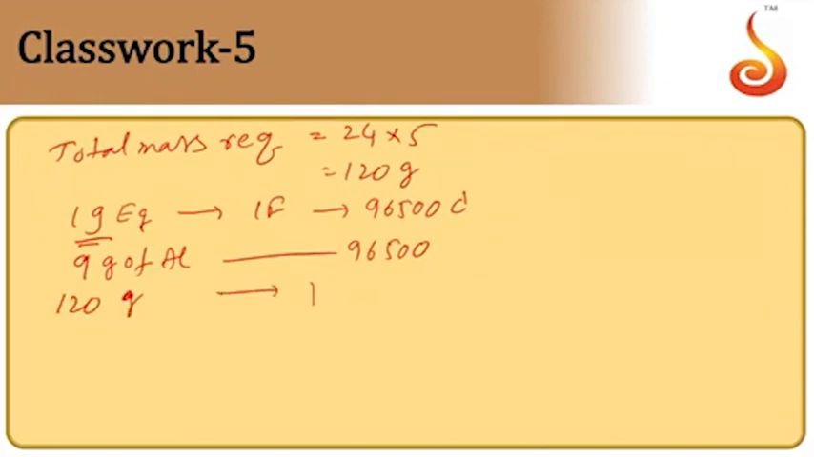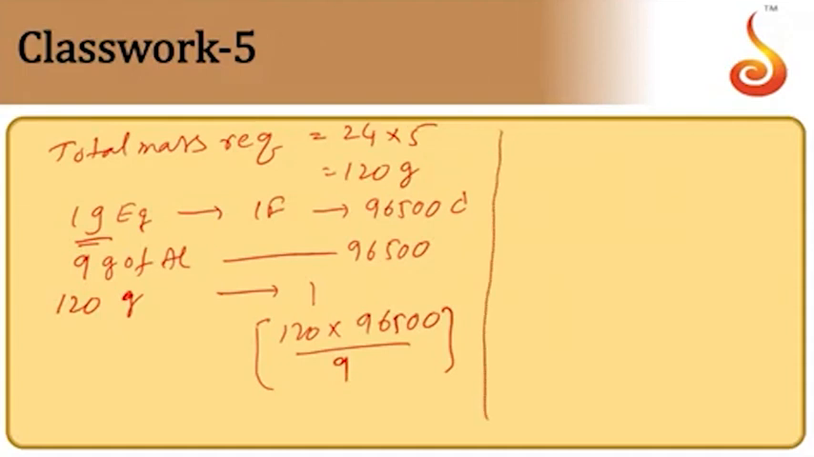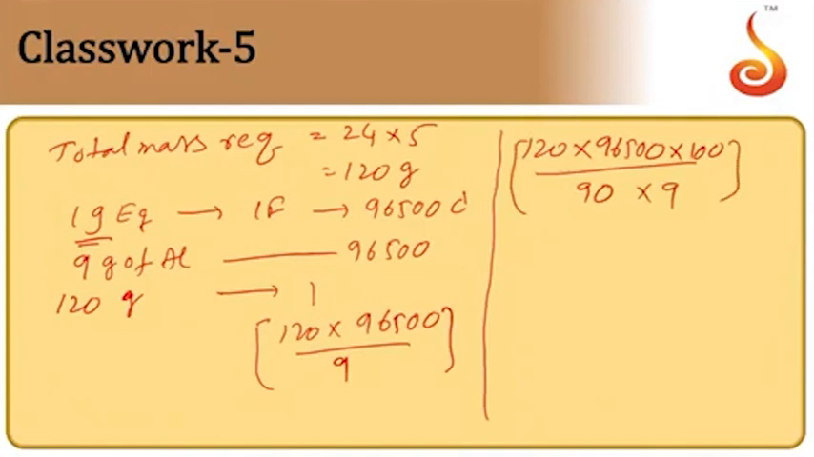How much charge is required for this? So on cross multiplication, you'll be getting 120 into 96500 by 9. So many coulombs of charge is required now. But current efficiency is only 90%. So therefore the charge which you actually require because of 90% efficiency will be equal to 120 into 96500 into 100 by 90 into 9. So this will be the actual amount of charge that is required.